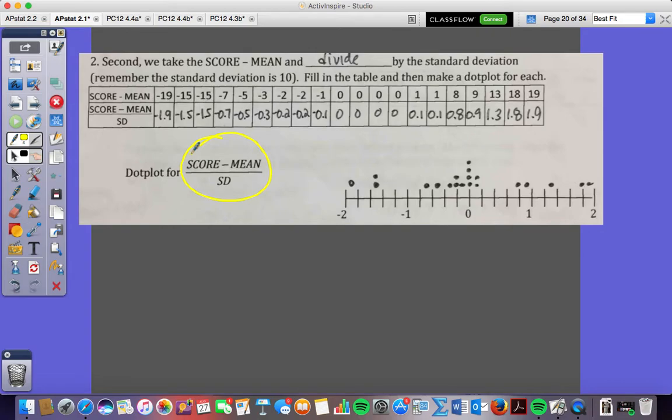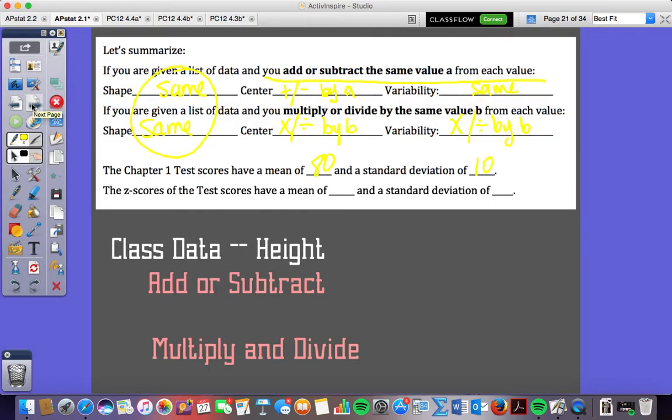What's the mean of this one? 0. Good, Eric. And what's the standard deviation, Eric? Do you know? You don't know? Does anyone know? Of z-scores. So it's 0 is the mean, and standard deviation is always, by the way, this is always the case, it's always 1. Okay?